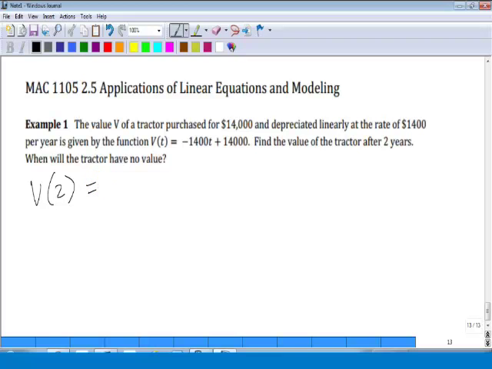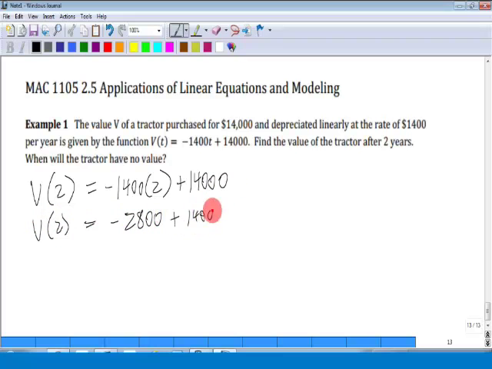So what's V of 0? When we first purchased it, $14,000. You plug in 0 for t, you get $14,000. 2 years later, evidently it's losing 10% of its original value every year, so it's losing $1,400 a year. So we're going to basically subtract $1,400 from this twice. And so V of t is whatever negative $2,800 plus $14,000 is.